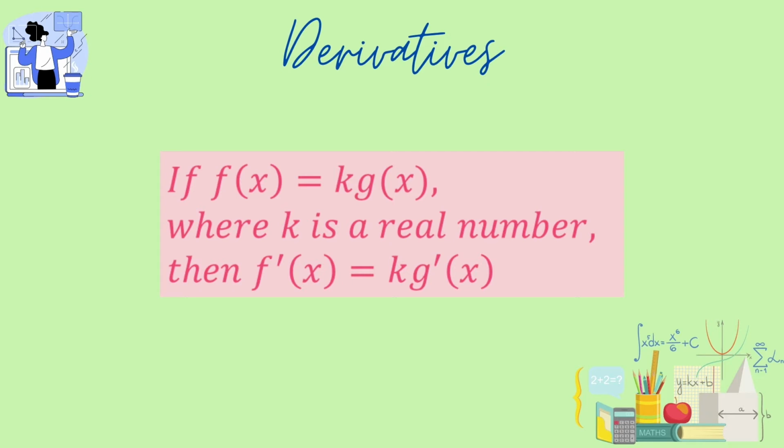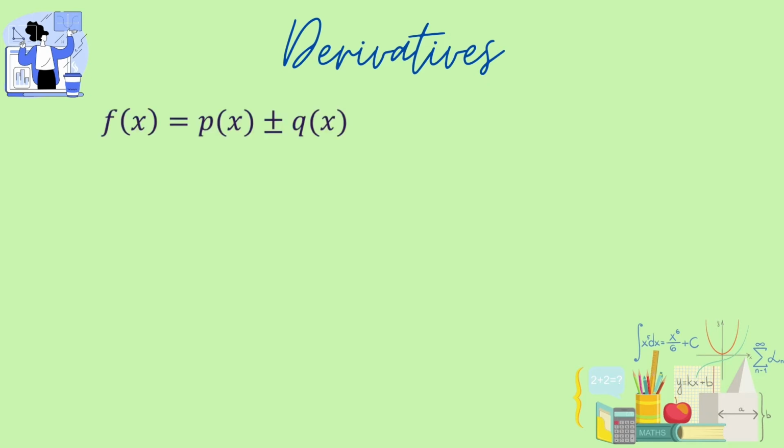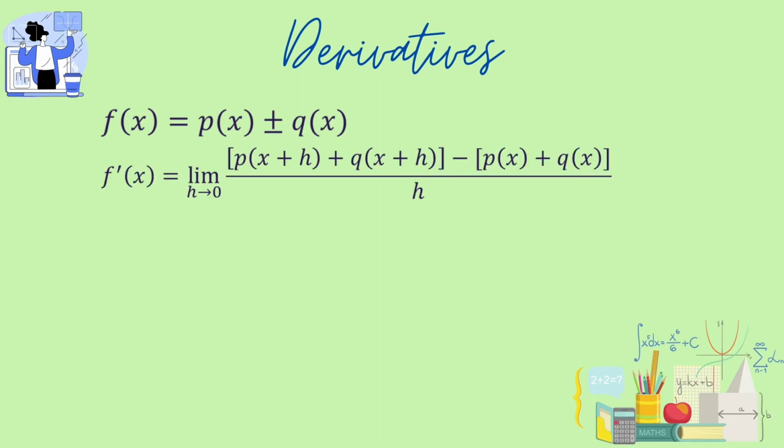Moving on, let us consider the sum or difference of two functions. We focus first on f of x equals p of x plus q of x. Using the definition of a derivative, f prime of x is equal to the limit as h approaches 0 of p of x plus h plus q of x plus h minus p of x plus q of x, all over h.